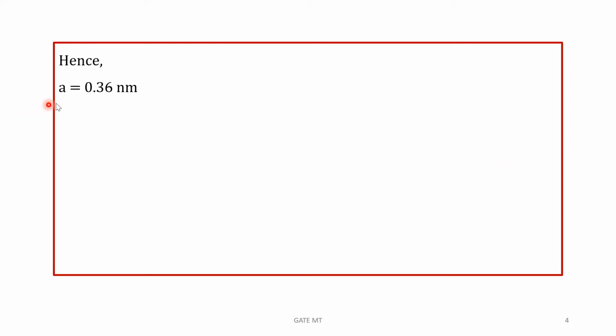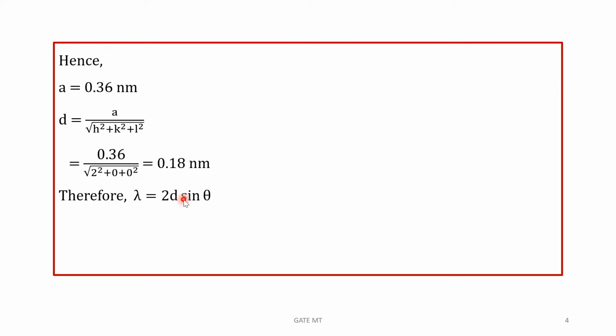Therefore, when we solve, a is equal to 0.36 nanometers, and d is equal to a by root of h square plus k square plus l square. Therefore, d is 0.36 divided by root of 2 square plus 0 plus 0, because the second peak occurs at (2, 0, 0). And we will get the value of d to be equal to 0.18 nanometer.